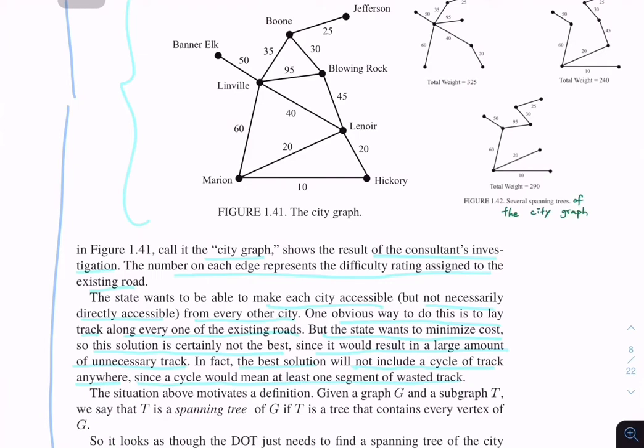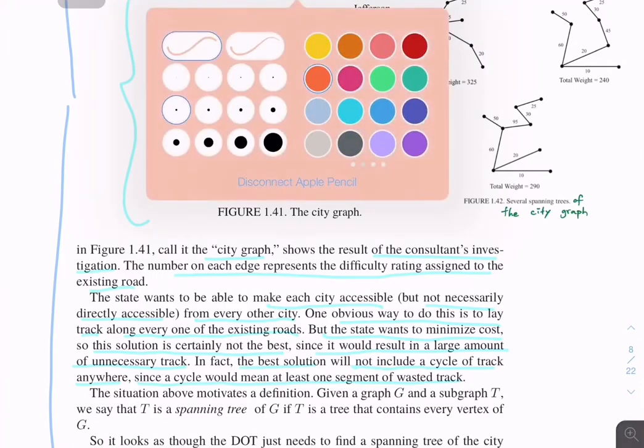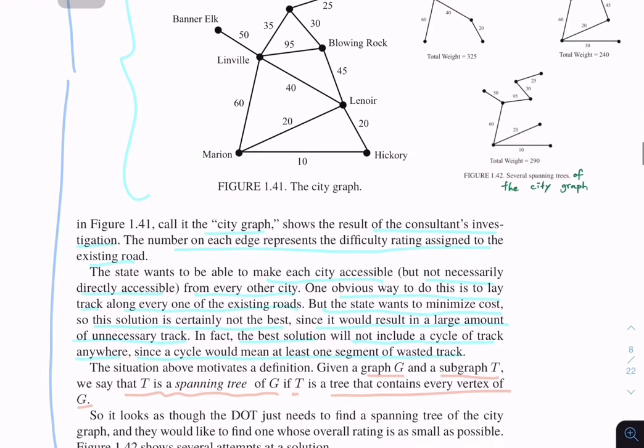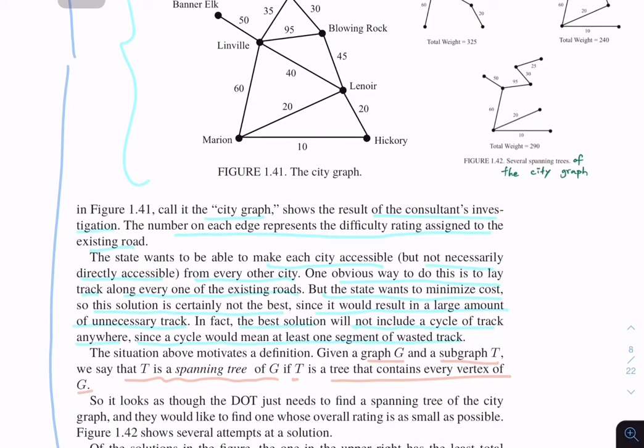So this situation motivates a definition. Given a graph G and a subgraph T, we say that T is a spanning tree of G if T is a tree that contains every vertex of G. So the Department of Transportation needs to find a spanning tree of the city graph, and we would like to find one whose overall rating is as small as possible.